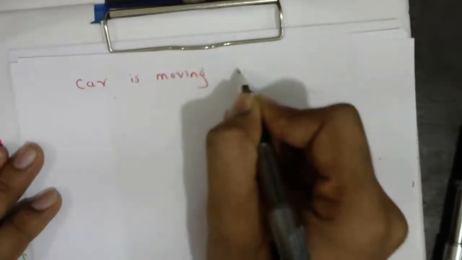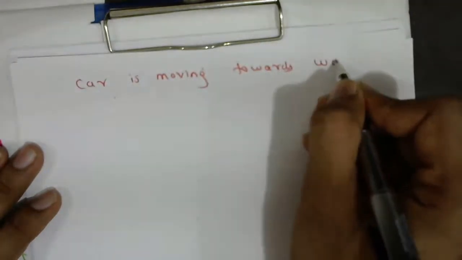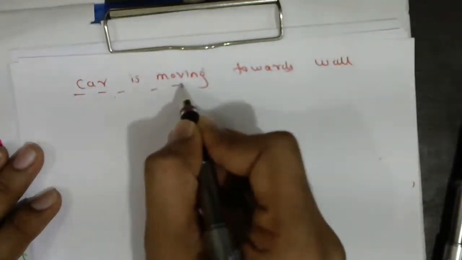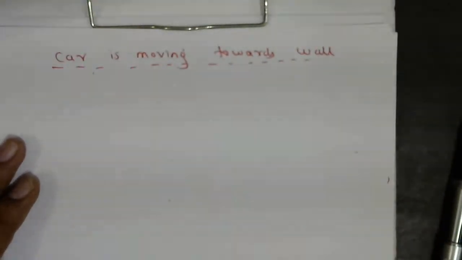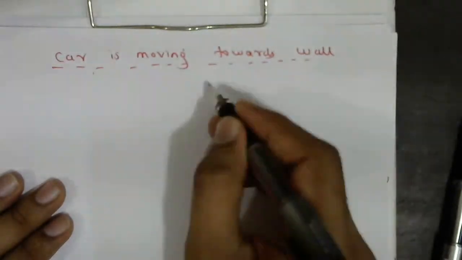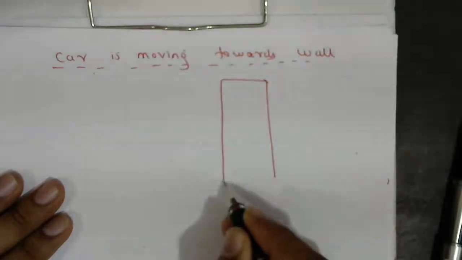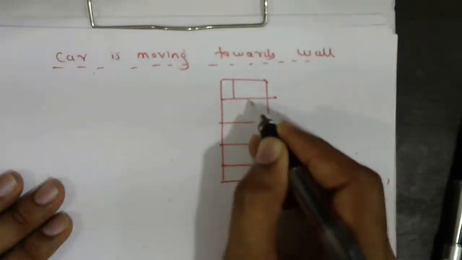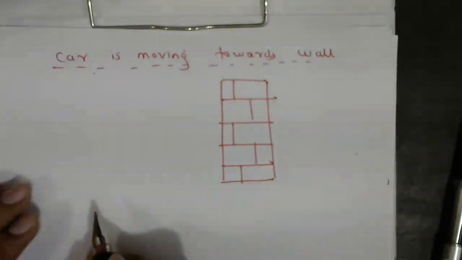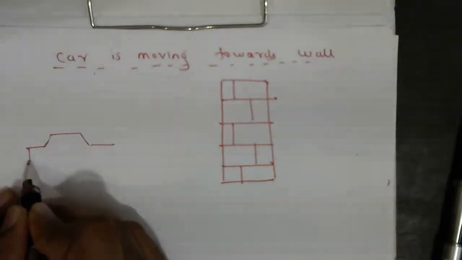Car is moving towards wall. Car is moving towards wall. Okay, it is another case here. Yes, this one is a question I'll explain. Wall. Car is moving towards wall.